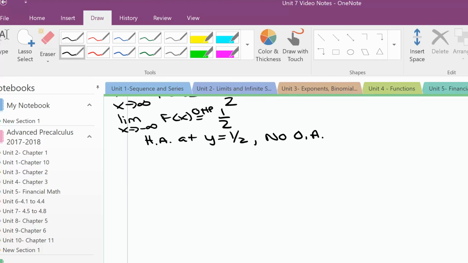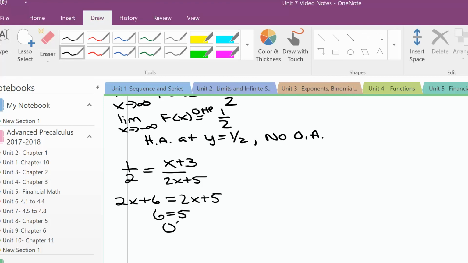Now to see if 1/2 is intersected, you set 1/2 equal to x plus 3 over 2x plus 5. So you get 2x plus 6 equals 2x plus 5. 6 equals 5. That does not work. So the horizontal asymptote is not intersected by the function.